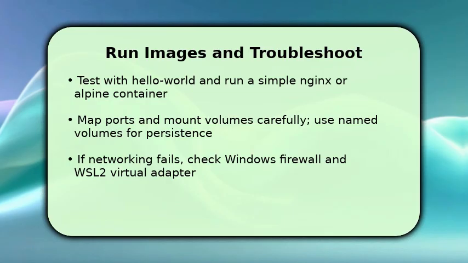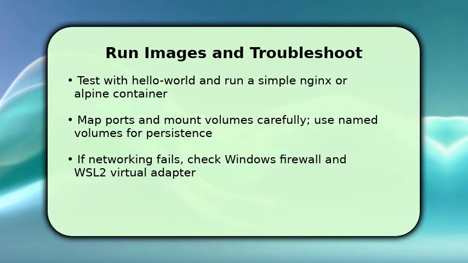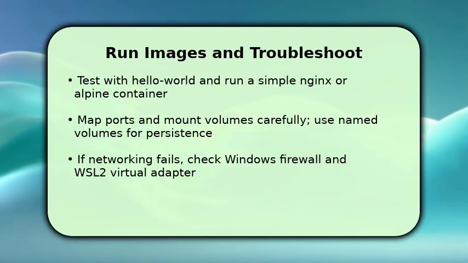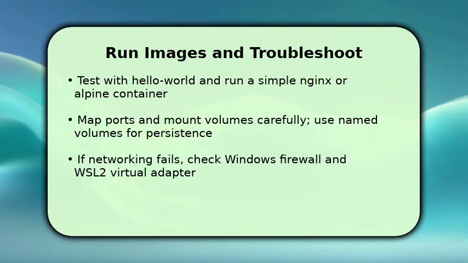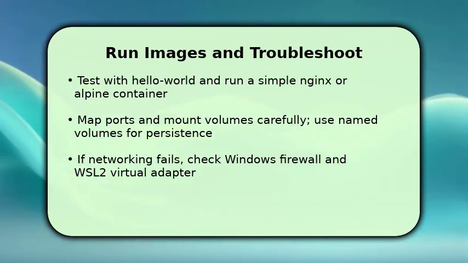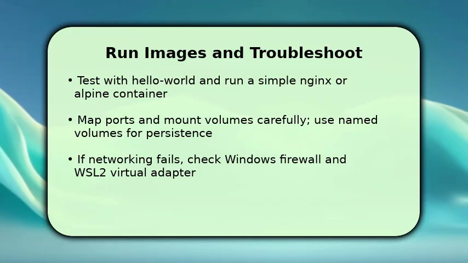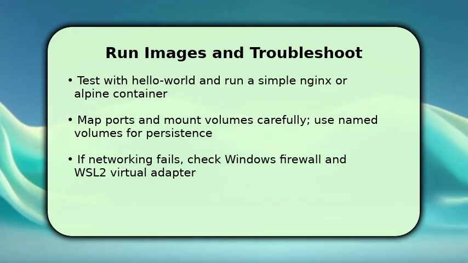When you map ports or mount volumes, prefer named volumes for persistent storage and watch file permissions between Windows and WSL2. If containers fail to access the network or Docker commands timeout, check the Windows firewall and the WSL2 virtual network adapter. Restarting Docker Desktop and your WSL distro often resolves transient issues. Keep logs handy for deeper debugging.